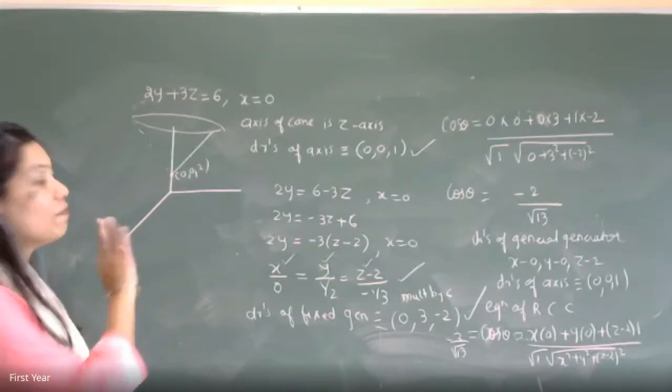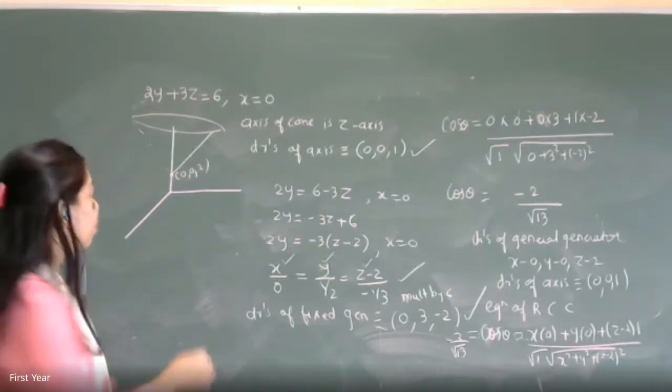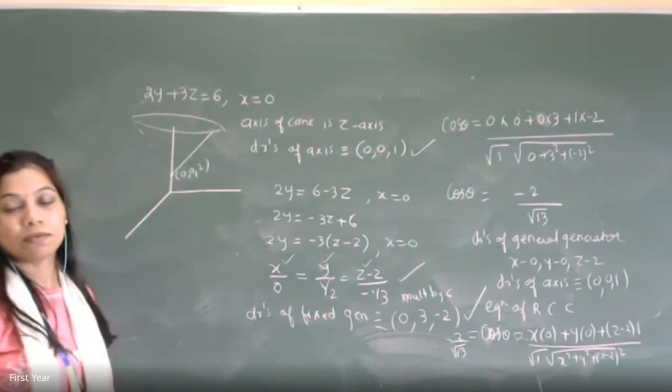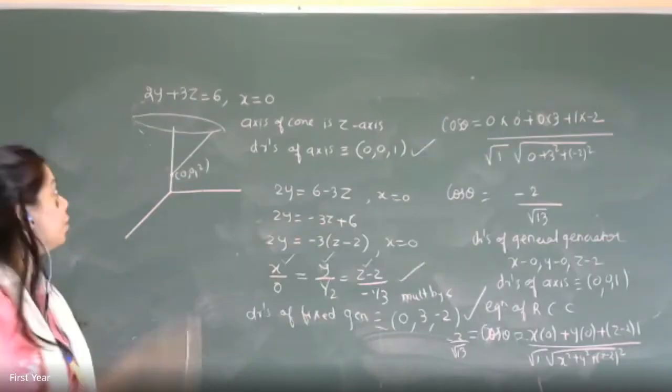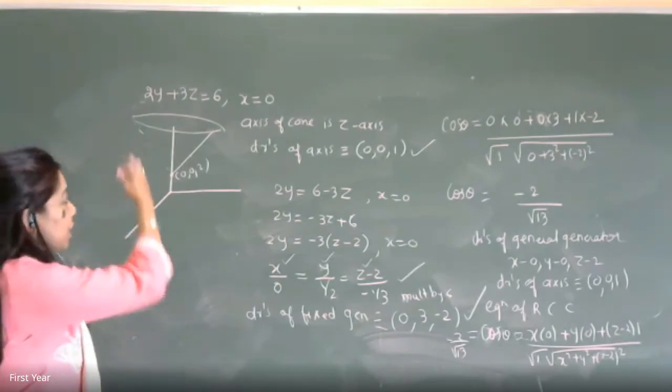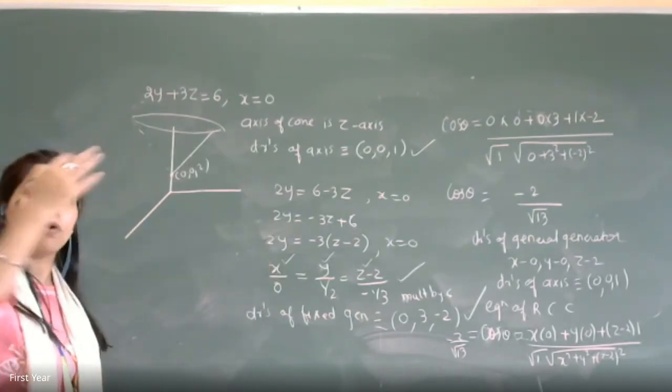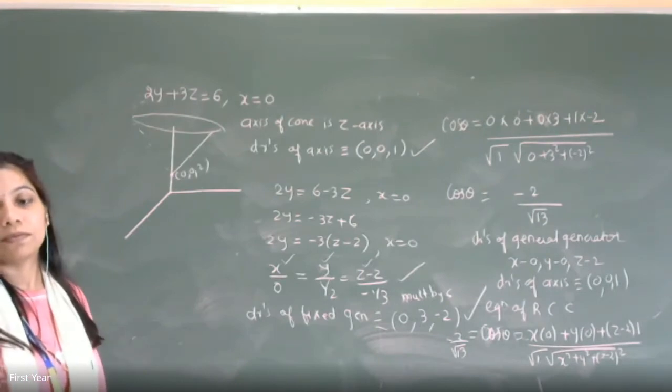Ma'am, how did you get to know that it is revolving upside and not down? That's what I said, we have not found it right now. So it can be down also. If you want to do that, you have to find the points which are lying on this and the cone that you are getting, and then you identify whether it is above or below. Okay, ma'am. Clear?